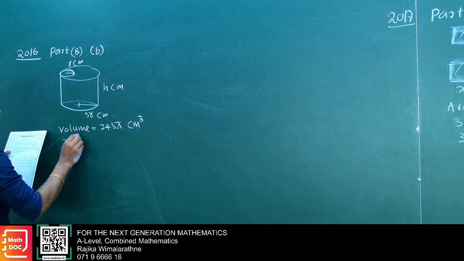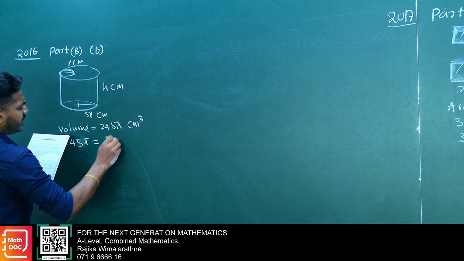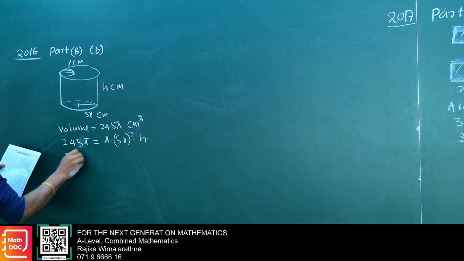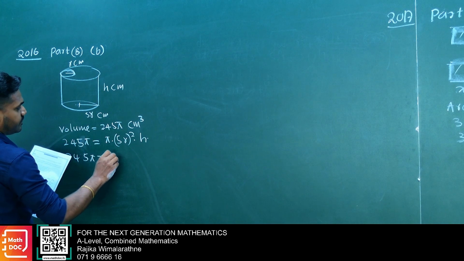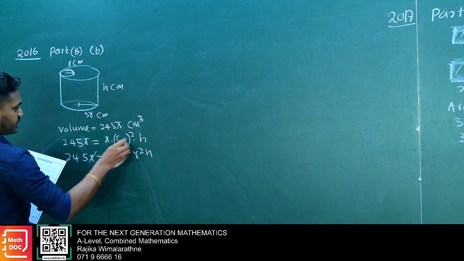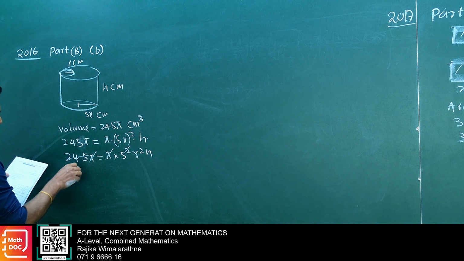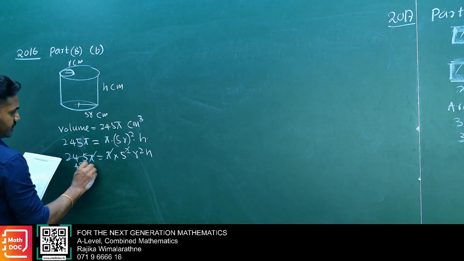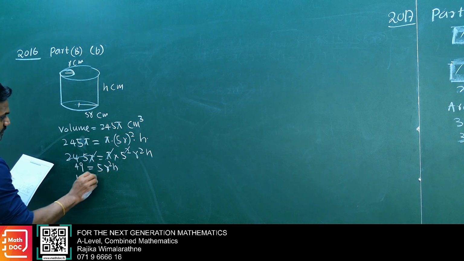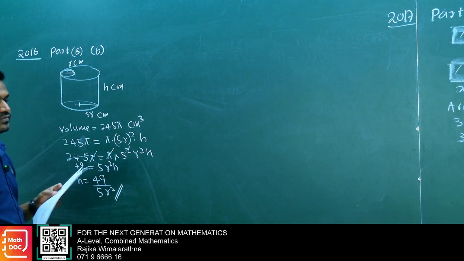Then 2455 equals 5r squared h. 2455 equals 5 square r squared h. Then first cancel 5, cancel 5. 5r squared h. Then take the h value: h equals 49 divided by 5r squared.